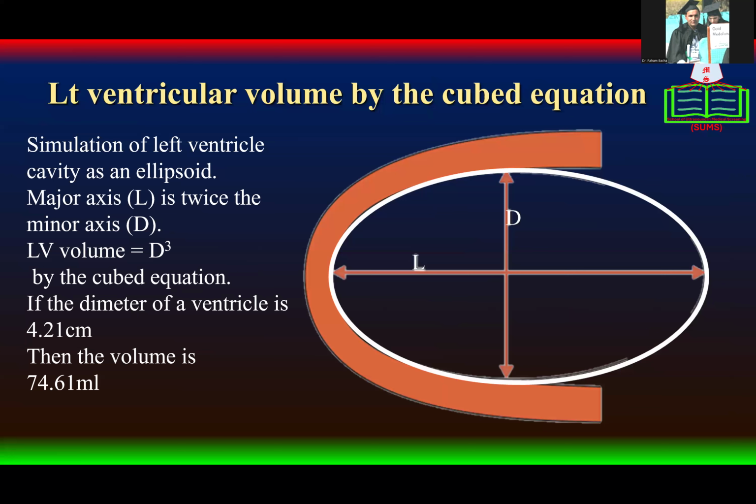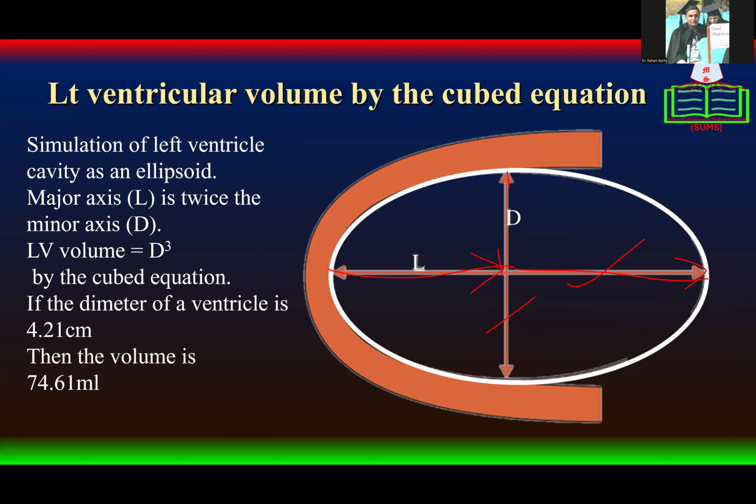Left ventricular volume by this cubed equation is explained in this schematic diagram and can easily be understood. Simulation of the left ventricular cavity as an ellipsoid, major axis L, which is this one, is twice the minor axis, which is D. So one D is until this, and the other D is this one. These two D's will be equal to the long axis, or the major axis.